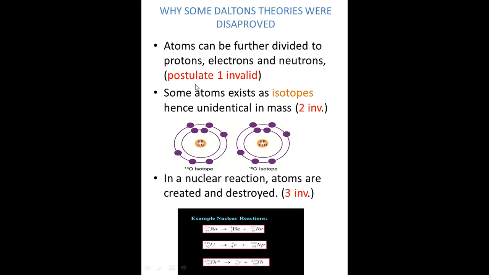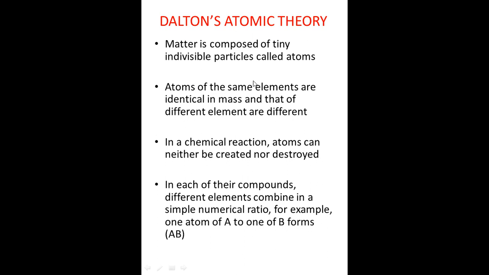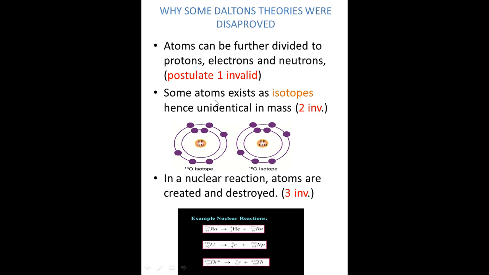Again, his second theory, that atoms of the same element are identical in mass and those of different elements are different, was disproved because some elements exist as isotopes. So some atoms exist as isotopes, so we have differences in masses. Isotopes are basically two atoms of the same element that have different numbers of neutrons. If they have different numbers of neutrons, they will tend to have different masses, that is, different mass numbers.